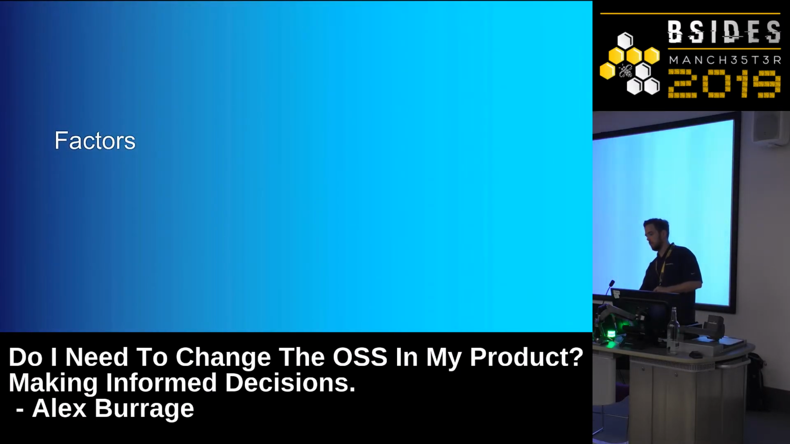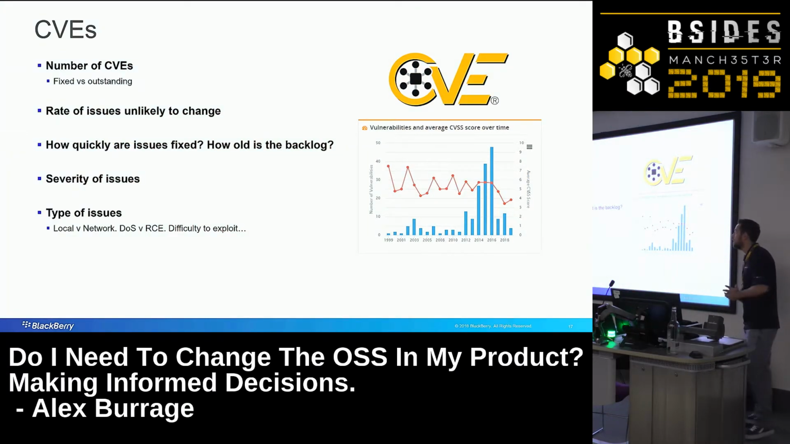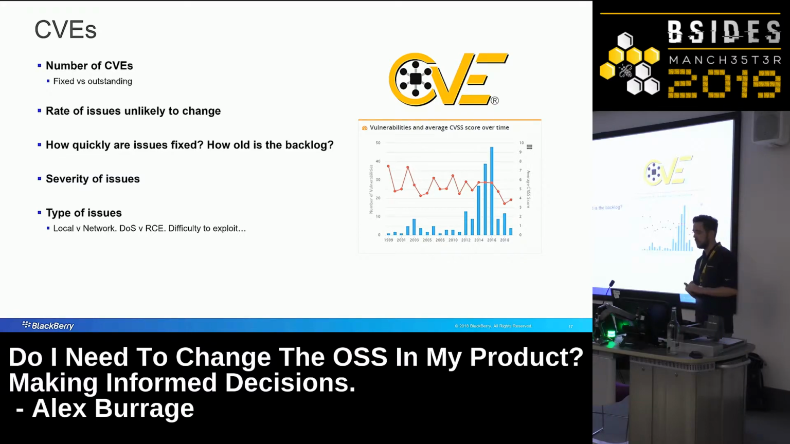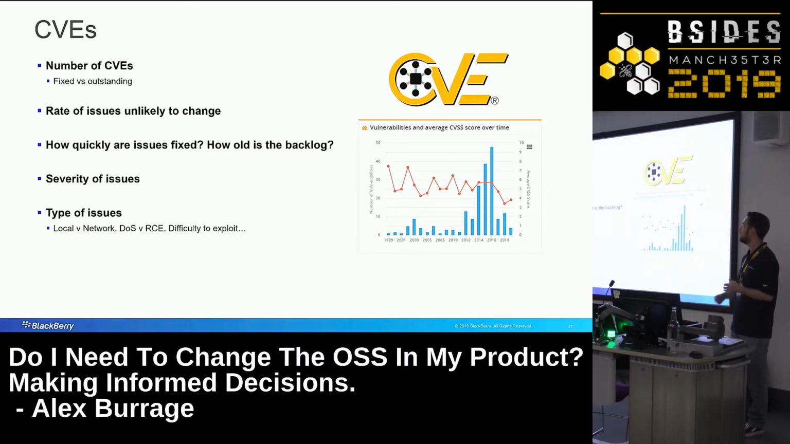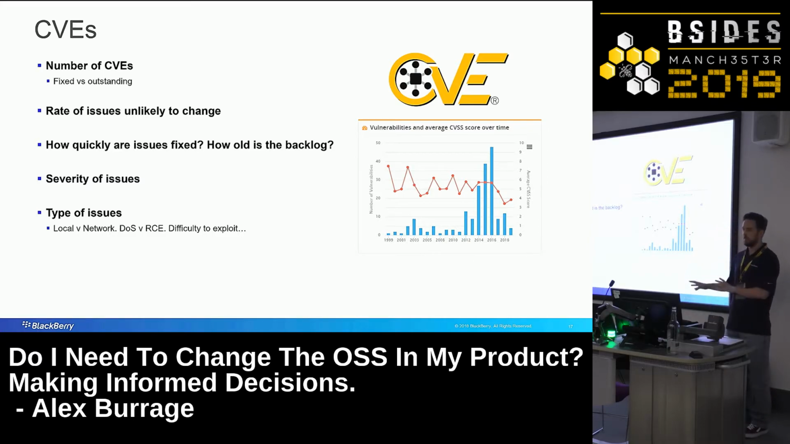So what are the factors that we want to take into account? So I've said we want to gather data. What data do we want to gather? So if you're looking at a library, a good way of assessing its security risk is what vulnerabilities has it had? What CVEs has it had in the past? How many does it have today which it hasn't patched yet? How severe were they? What type of issues were they? All this information is out there and is public. There are tools that will grab this all together for you. So this one plots the number of vulnerabilities per year and its average CVSS score.